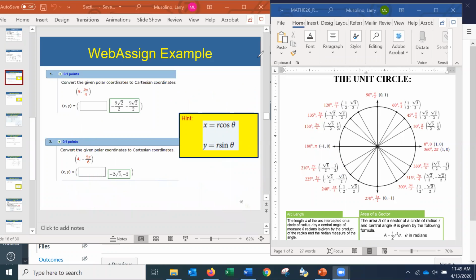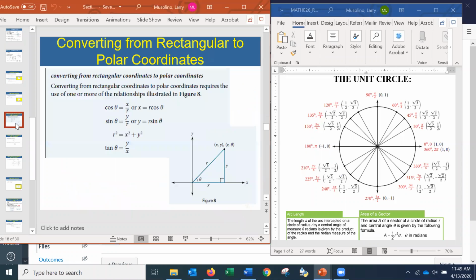All right, folks, how about if we look at the other conversion? What about if you want to go the other way? So now, what if you're given the x comma y point, and you want to find r comma theta.